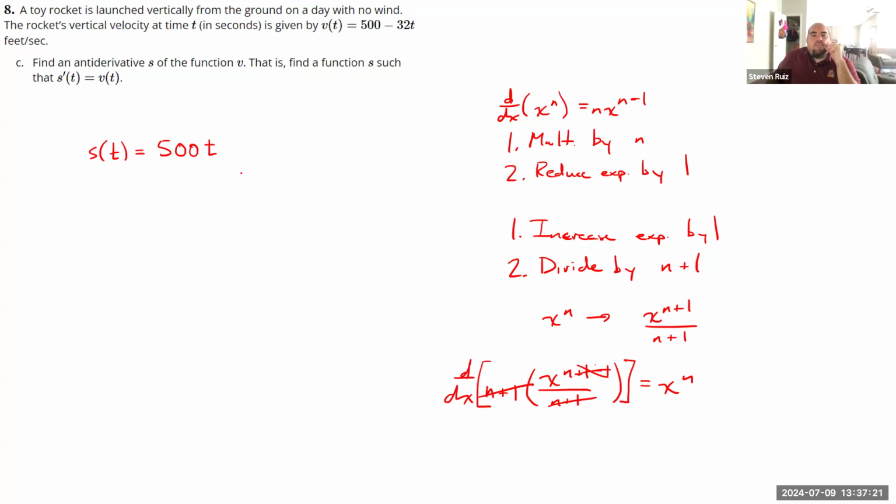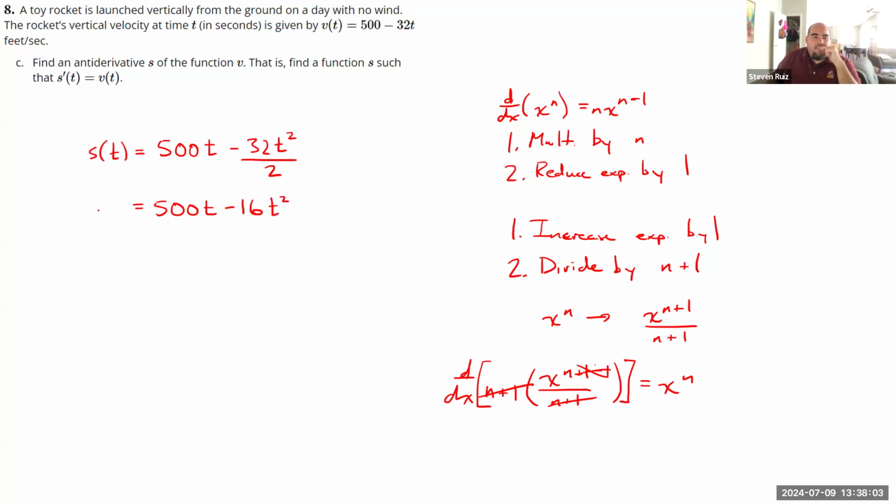So now that I've explained that, I don't want to assume that you're understanding on the first time we go through this. It's going to be a lot harder to redesignate these derivative rules and go the opposite direction with them. So now I want to take the antiderivative of negative 32t. So that would be negative 32. I want to increase the exponent by 1, so it becomes t squared. And then I want to divide that by 2. So this becomes 500t minus 16t squared.